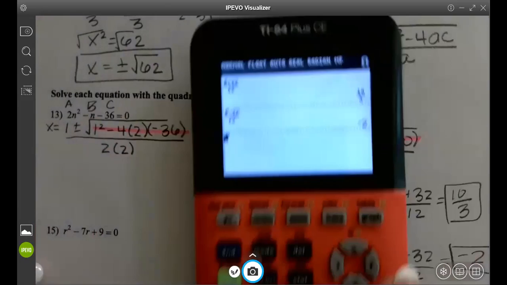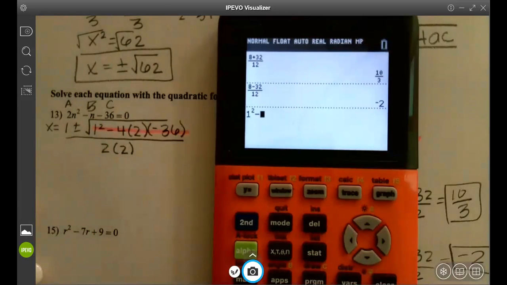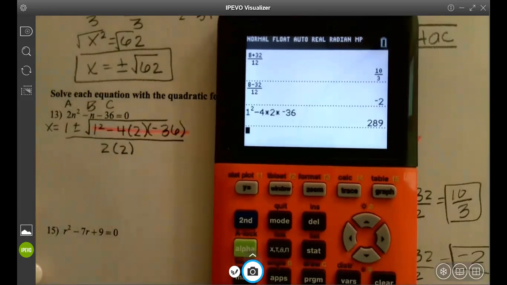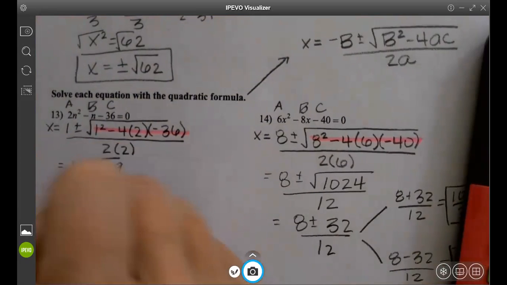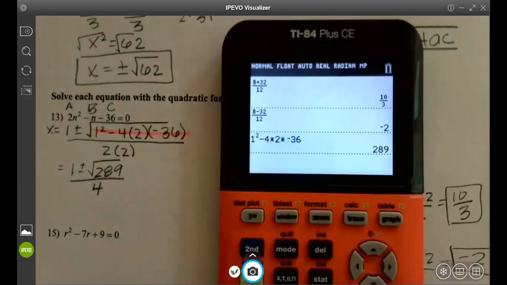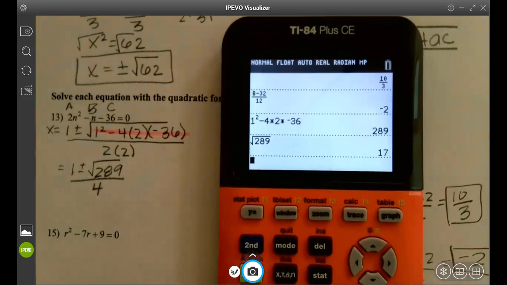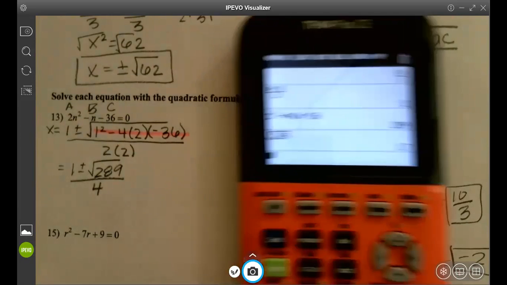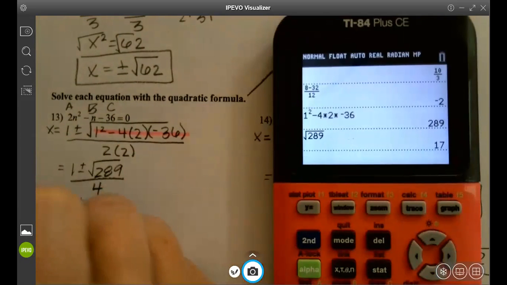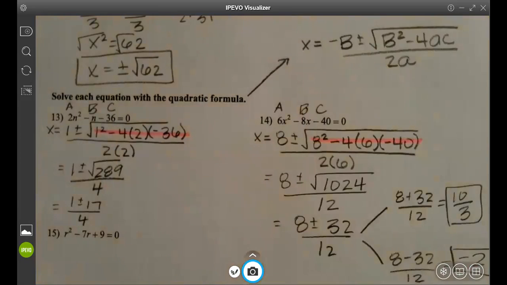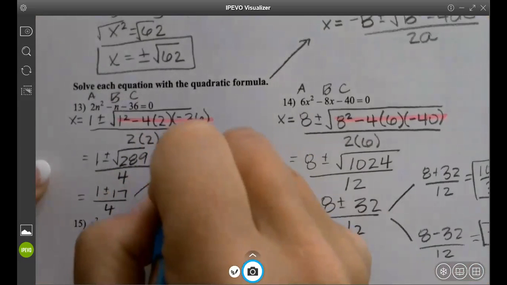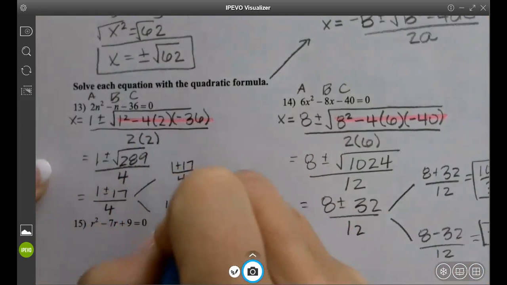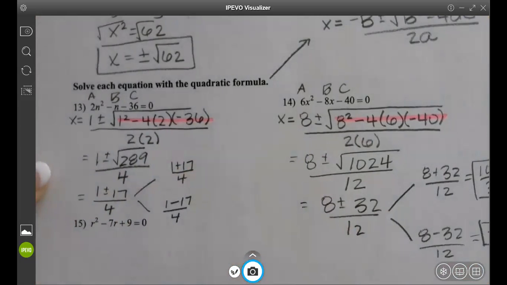Do what's under your radical first. 1 squared minus 4 times 2 times negative 36 gives us 289, and 2 times 2 is 4. We want to see if that square root will work. This one does again. So we get 1 plus or minus 17 over 4. When you get a whole number, you're going to split it into 1 plus 17 over 4 and 1 minus 17 over 4.